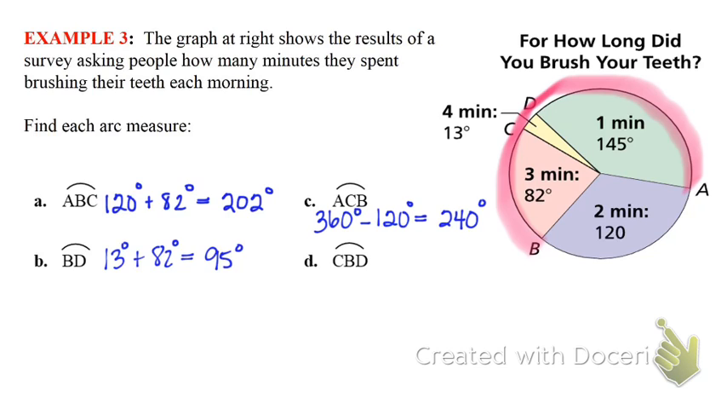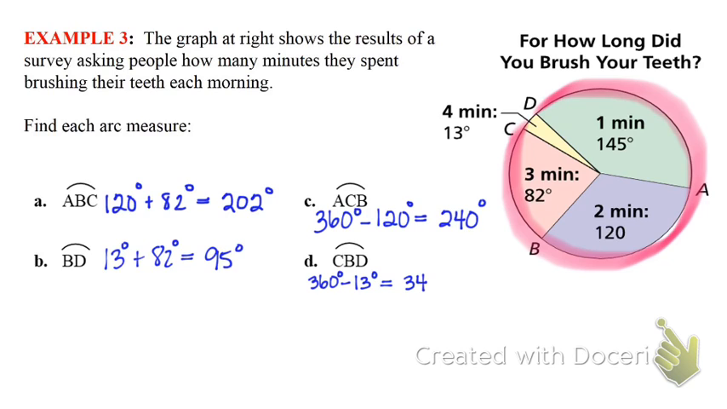And then the last one is major arc CBD. And this is another one where you'll notice that it's everything but the little yellow wedge there. So everything but 13 degrees. So again, it might be easier to calculate it as 360 minus 13 degrees, which would give me 347.